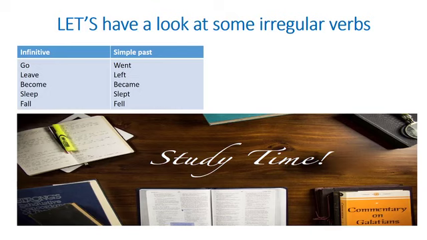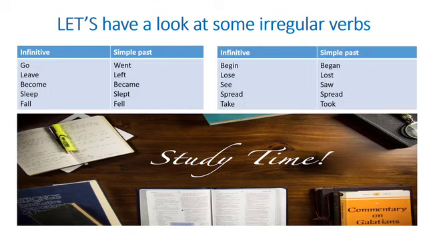Here, go, we don't add ed. Leave, we don't add ed or ied. No, it changes. So you have to memorize the simple past of these verbs. Let's move to the next chart. Another group of verbs, they are called irregular verbs. The verb begin, its simple past is began; lose, lost; see, saw; spread, spread; take, took. So you have to study these verbs.